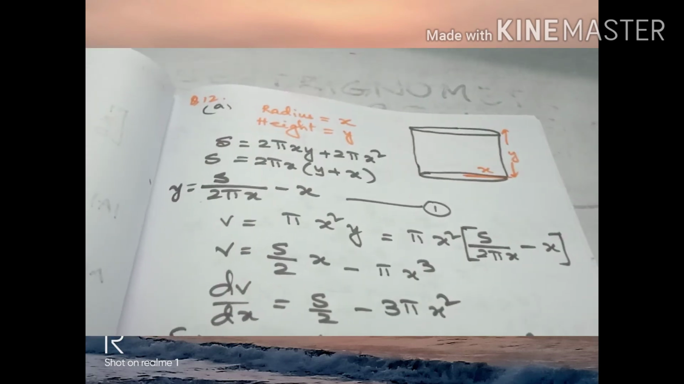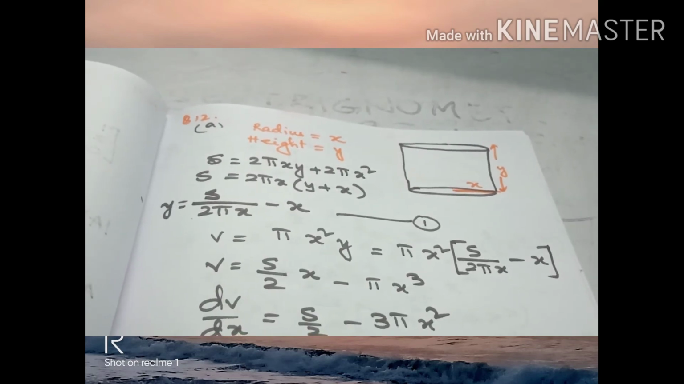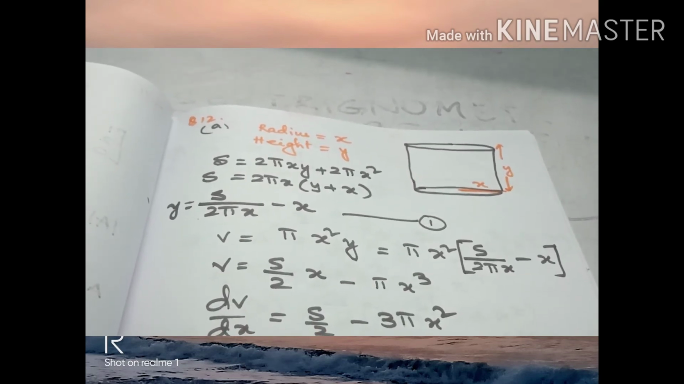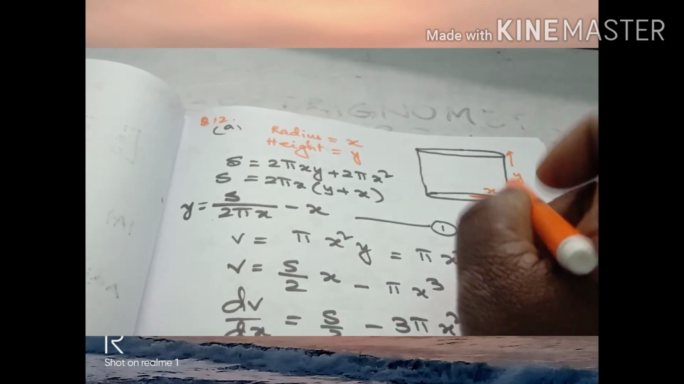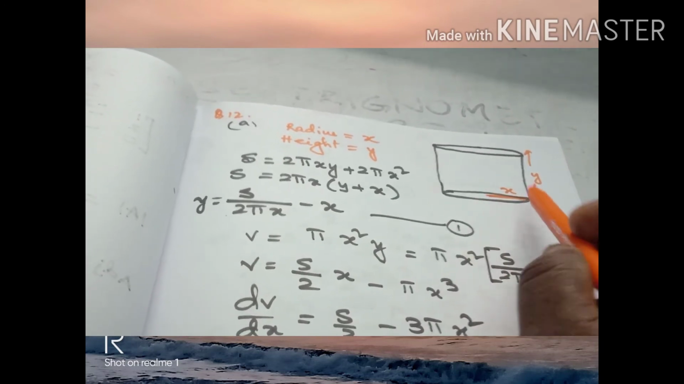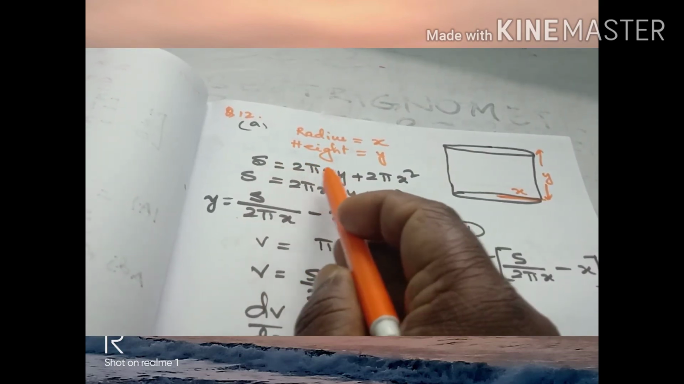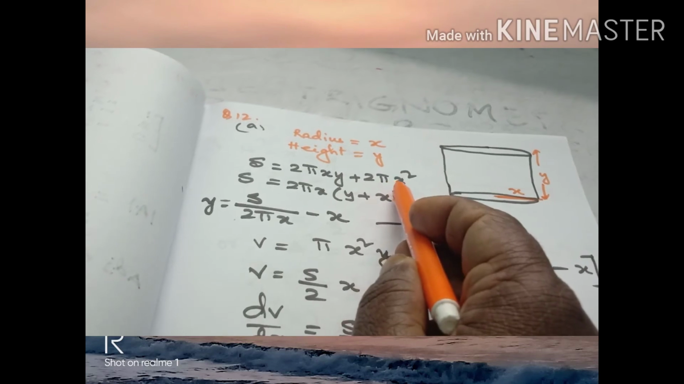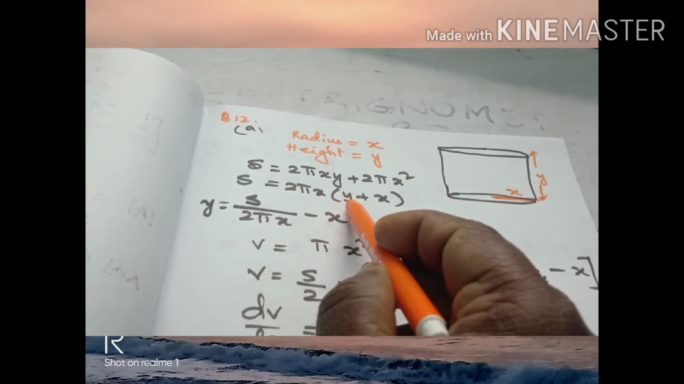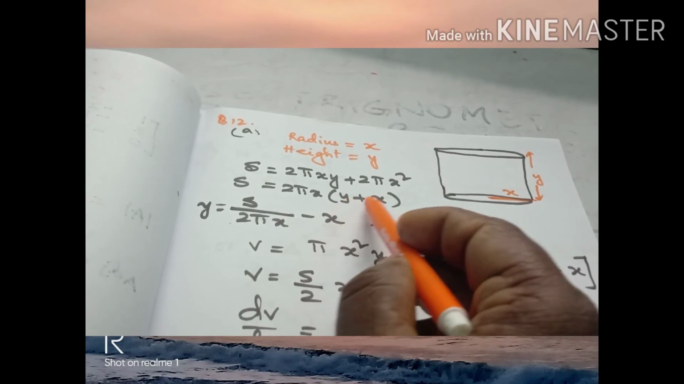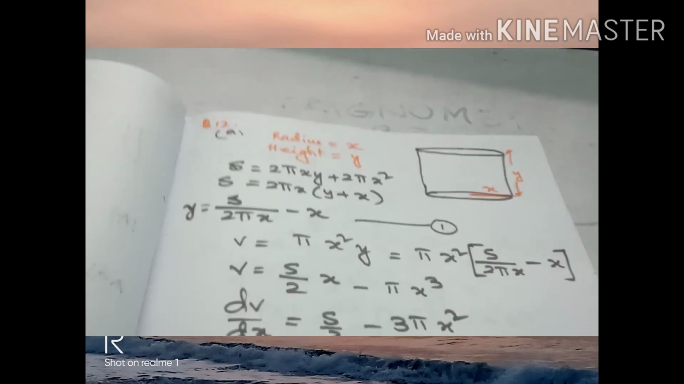Question number 12a. Show that the radius of a closed right circular cylinder of given surface area and maximum volume is equal to half its height. So I have taken the radius as x and the height as y. The surface area is given, so the surface area is 2 pi r h plus 2 pi r square. So 2 pi r is common, and that is y plus x. So we calculate y from there.